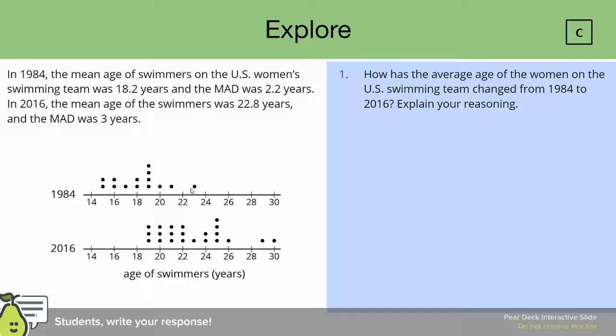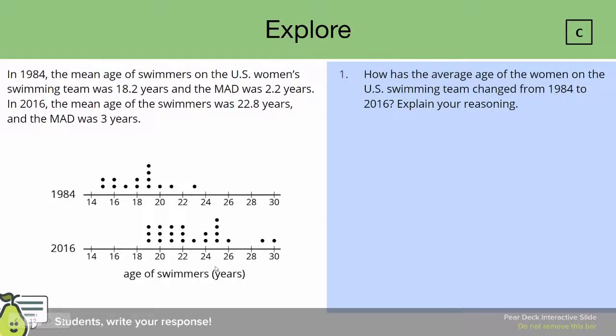All right, welcome back. If you said these dots represent the age of the swimmers, then you are correct. Now, we can see in 1984, there were two people whose age was between 14 and 16, which means it had to be 15 years old. We can see that we had two swimmers of age 16, one that was 17, two that were 18. We had four swimmers that were 19 years old, one swimmer that was 20, one swimmer that was 21, and one swimmer that was 23. If that was one observation you made, good job.